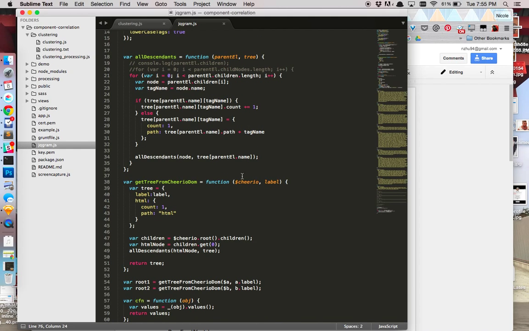sort of iterating what we can surface from HTML and CSS more programmatically.